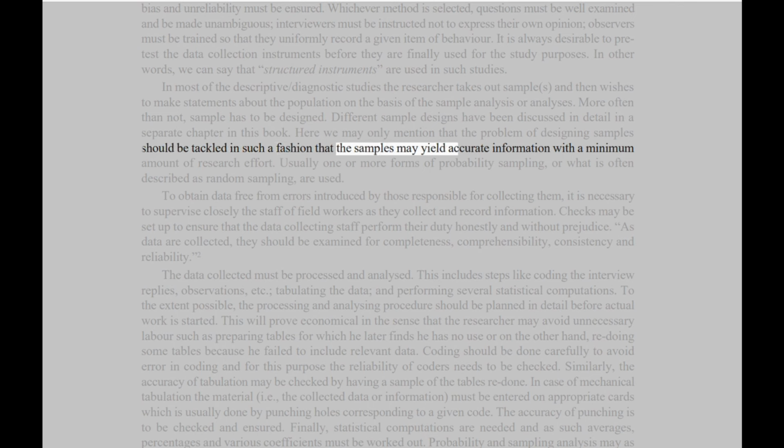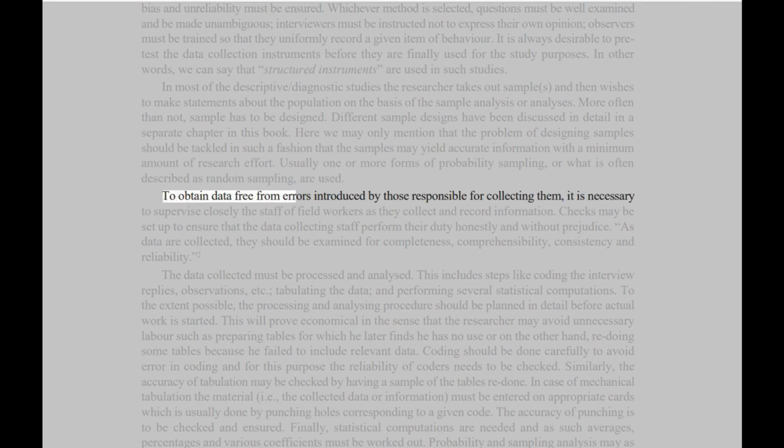In most of the descriptive diagnostic studies, the researcher takes out samples and then wishes to make statements about the population on the basis of the sample analysis. More often than not, sample has to be designed. Different sample designs have been discussed in detail in a separate chapter in this book. Here we may only mention that the problem of designing samples should be tackled in such a fashion that the samples may yield accurate information with a minimum amount of research effort. Usually one or more forms of probability sampling, or what is often described as random sampling, are used.